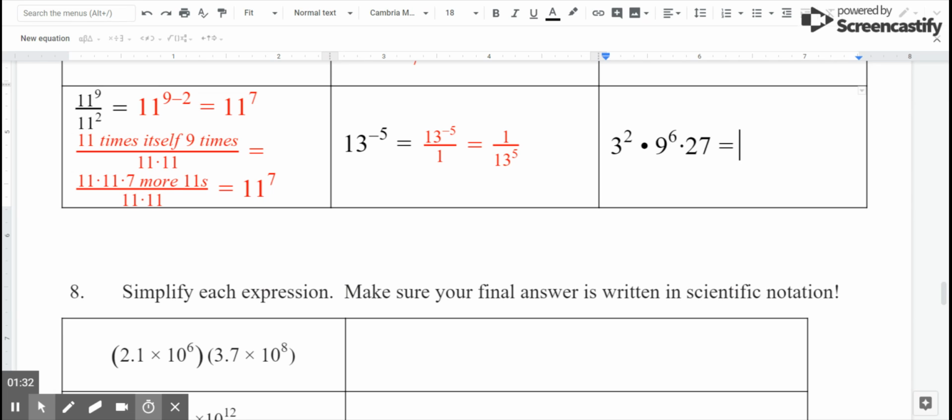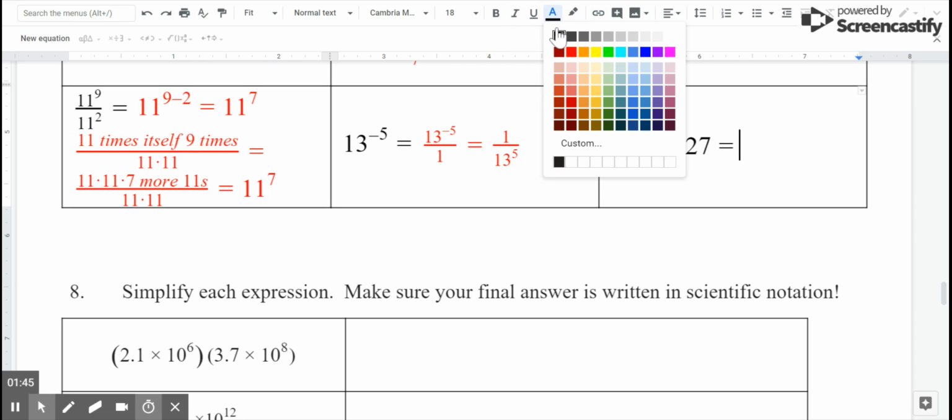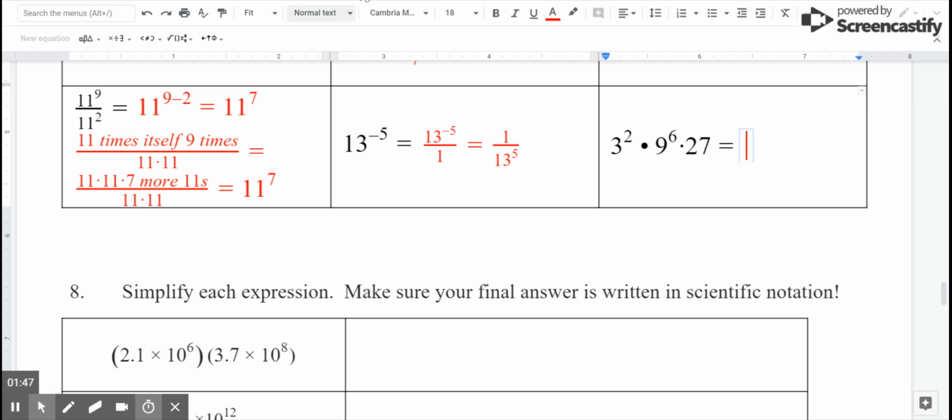For this third problem, what we need to do is think about the factors of each of these bases. So my bases right now are 3, 9, and 27. So 3 is already prime. That's awesome. Let's leave 3 the way it is. 9 is not prime. So let's think about the factors of 9. For 9, I could do 1 times 9, or I could do 3 times 3.